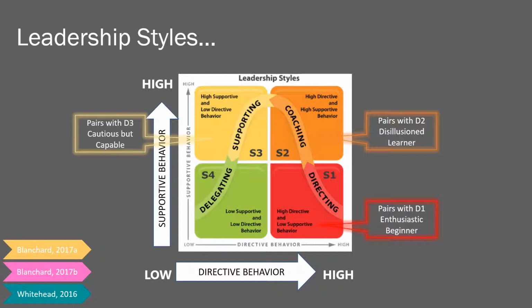When followers enter the D3 or cautious but capable level, effective leaders realize that they are most appropriate in a supporting role, where less directive behaviors are needed because of the individual's competence. In these instances, supporting leaders encourage followers to become more confident in their abilities by providing high-level support. Finally, when followers progress to the D4 level of self-reliant achievers, leaders respond by giving them space, declining in both supportive and directive behaviors. They merely delegate tasks their way without feeling the need to direct how they are accomplished.